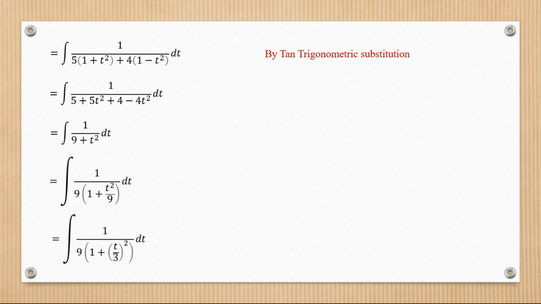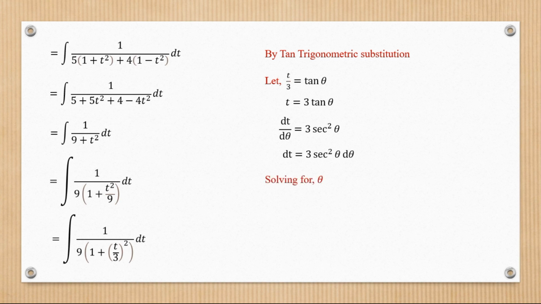And then by tan trigonometric substitution, we can let t over 3, this value in the bracket, be equal to tan theta. Therefore, if we make t the subject, t shall be equal to 3 tan theta. So dt d theta, which is the derivative of that, shall be equal to 3 sec squared theta. dt shall be equal to 3 sec squared theta d theta. Now let's solve for theta from right here, and you can see that theta is tan inverse of t over 3. So when you put all those back in, we have the integral of 1 over 9 into 1 plus tan squared theta times 3 sec squared theta.